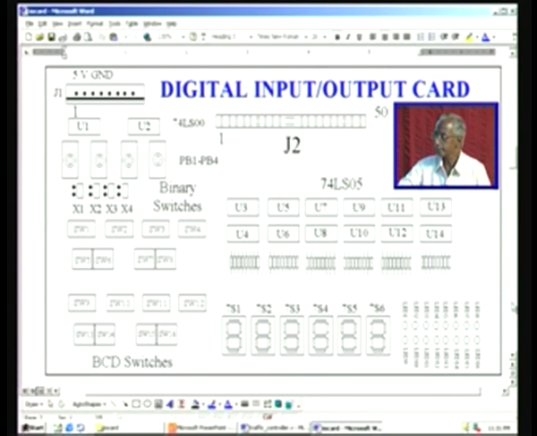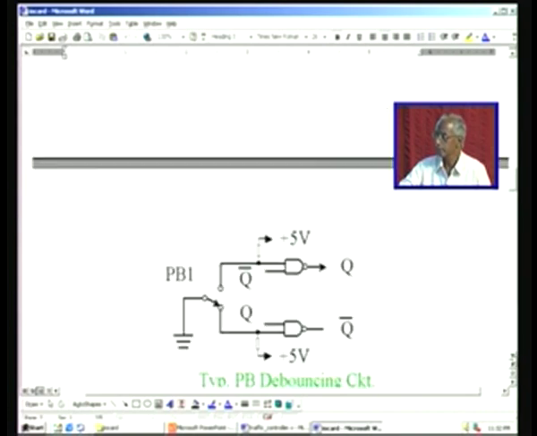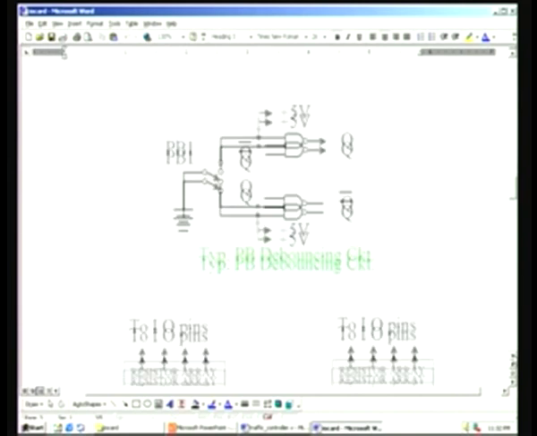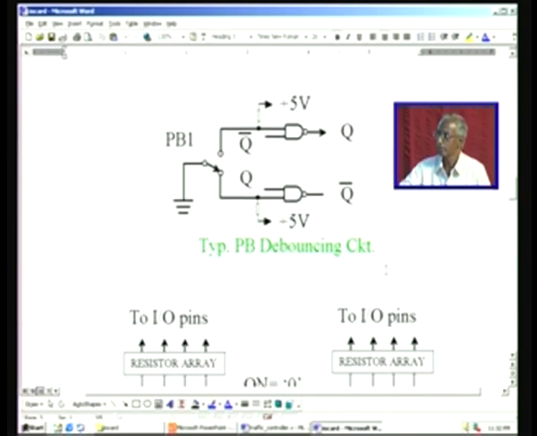And so, next what we will do is we will just have a look at the circuitry on the board. What we have here is a push button debouncing circuit, and this is a traditional NAND gate used.